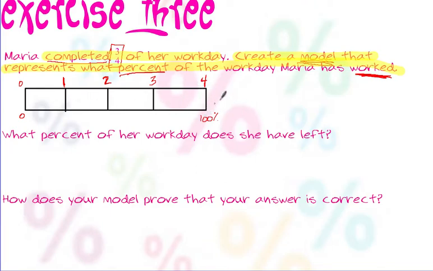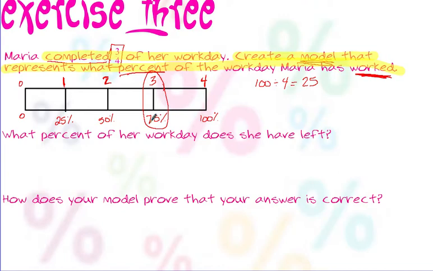Well, since I have 4 and I need to break up my percentages evenly, I have to take 100% and divide it by 4, which I know gives me 25. So I have 25%, and then I would have 50%, and then 75%. So now, since Maria completed 3/4 of her workday, on top we can see that there's 3 out of the 4, and that is equal to 75%. So I've satisfied the first part. It asks me to create a model to show how much of the workday she has worked.